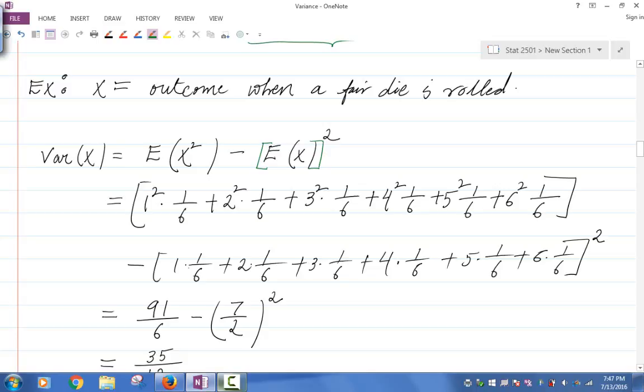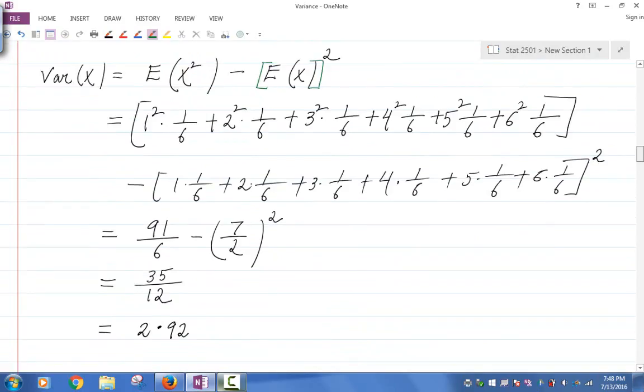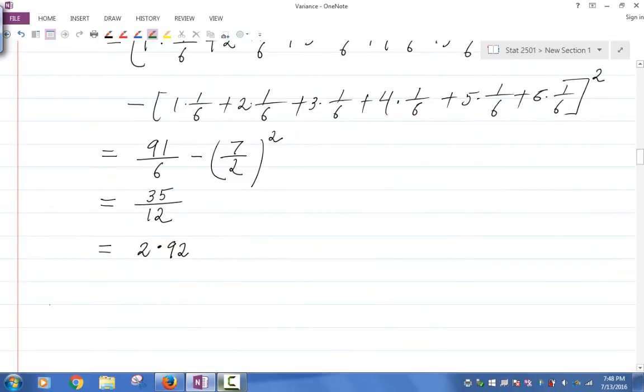Now what is the expectation of x? Well, we have the values of x, 1 up to 6, multiply them by their probabilities and add them. So 1 times 1/6 plus 2 times 1/6 plus 3 times 1/6 plus 4 times 1/6 plus 5 times 1/6 plus 6 times 1/6, and if we do the arithmetic, we get 91/6 minus 7/2 squared, which is going to be 35/12, and that's about 2.92. So that's the variance.